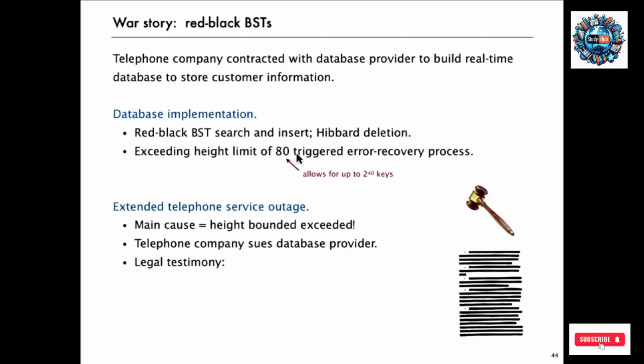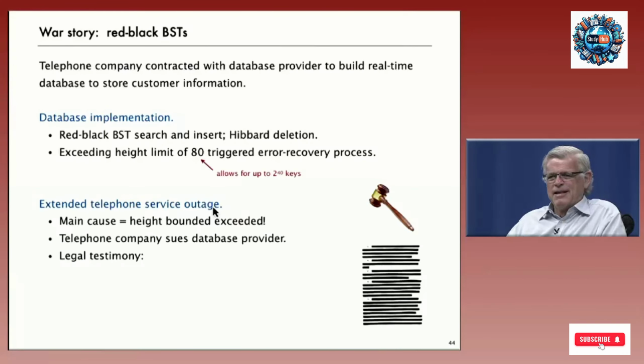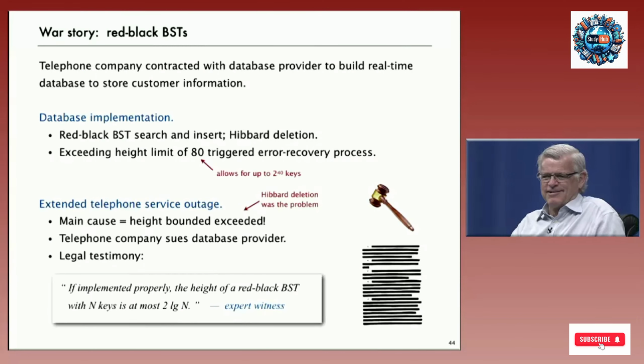And they would rebuild the whole tree, and then because of the way they did this deletion, the end of the story was that the client had an extended outage because the implementer didn't use the full algorithm. And there was a lawsuit and some legal testimony. And happy to report that it was clear that Hibbard deletion was the problem once the expert analyzed it.